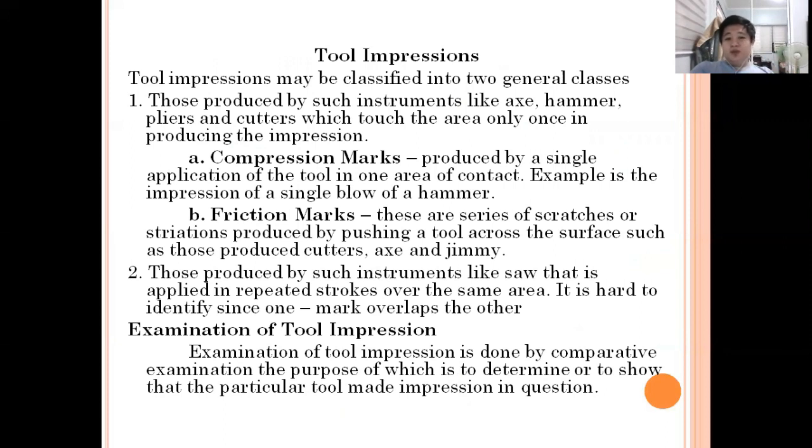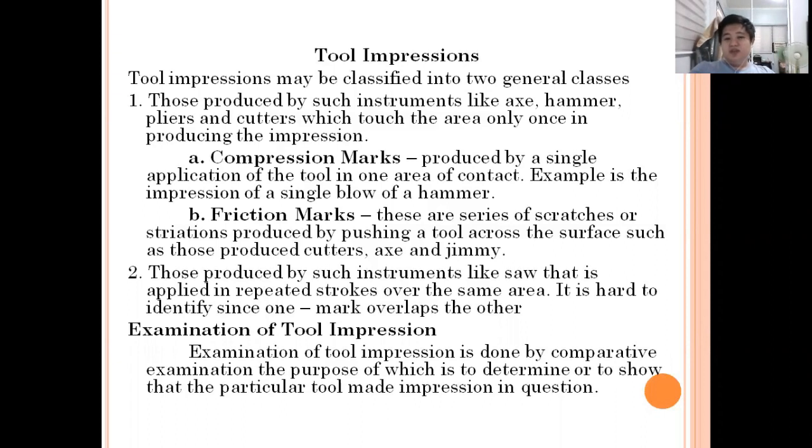Commonly, for tool impressions, there are two things you need to take note of when you analyze the impression. Number one, those produced by instruments like an axe, hammer, plier, and cutter, which touch the area only once and produce an impression. So we are talking about an impression that is embedded only once. Compression marks are produced by a single application of a tool on the area. Commonly, you hammer it once, so that classification falls under compression marks. You use an axe, you hit it once. Commonly we call it compression marks.